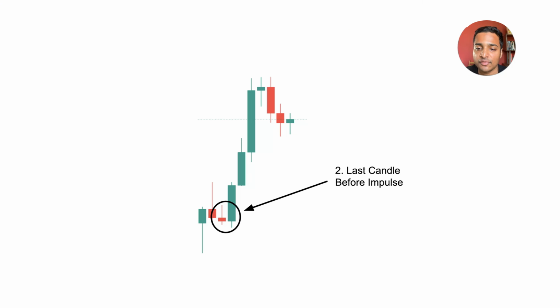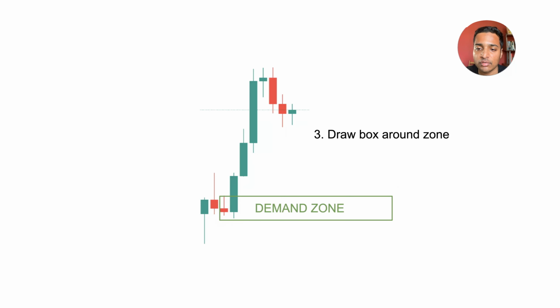The next step is to find the last candle before the impulsive move. Thirdly, we would draw a box around this zone from the bottom to the top wick, and this is where we would buy from for demand zones.